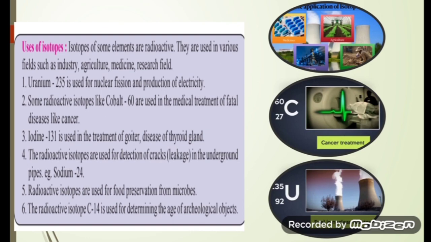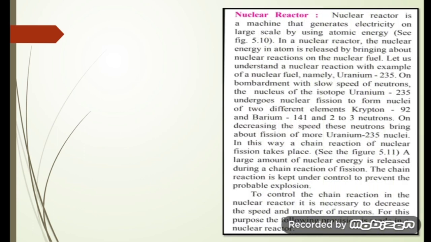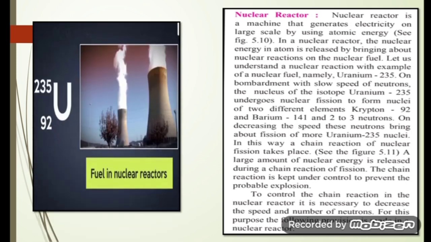So children, here we have seen the different uses of isotopes. Because they are radioactive in nature and generate energy, they can be used in many different forms and utilized for good purposes. Next, we will see the nuclear reactor. As I have told you, it is radioactive in nature and generates energy, so it is used as a fuel in the nuclear reactor. Which atom? Uranium, which has atomic mass 235 and atomic number 92, is used as a fuel in the nuclear reactor.